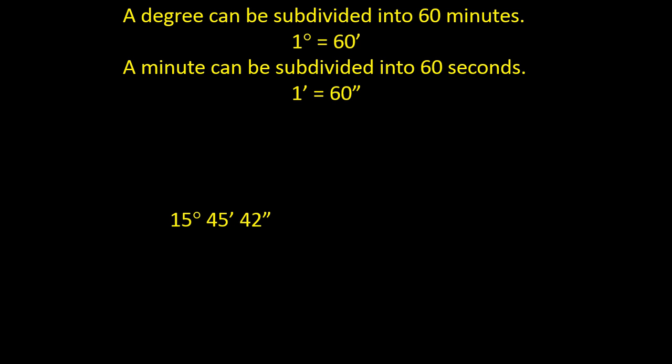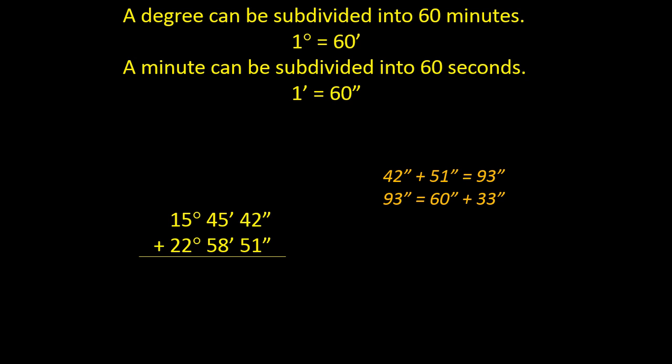So let's suppose we have two angles that were measured very precisely in degrees and minutes and seconds, and we want to add those two angle measures together. Well, what we're going to do is look at the smallest unit of measure we have first, which is the seconds. We have 42 seconds plus 51 seconds, which gives us 93 seconds. But we could regroup 60 of those 93 seconds together to make a minute. So the 93 seconds is really 1 minute plus another 33 seconds.